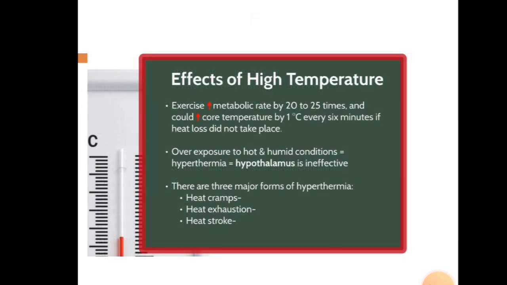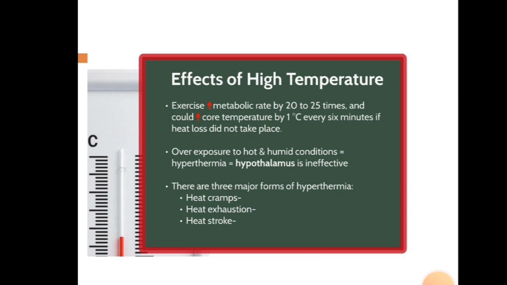What are the characteristics of the febrile condition, like crisis? Fever can be treated with antipyretics like aspirin, which block the PG. Then what are the effects of high temperature? Exercise increases the metabolic rate, which can increase the core temperature every 6 minutes if heat loss does not take place. And overexposure to hot humid conditions can result in hyperthermia if the hypothalamus is ineffective.